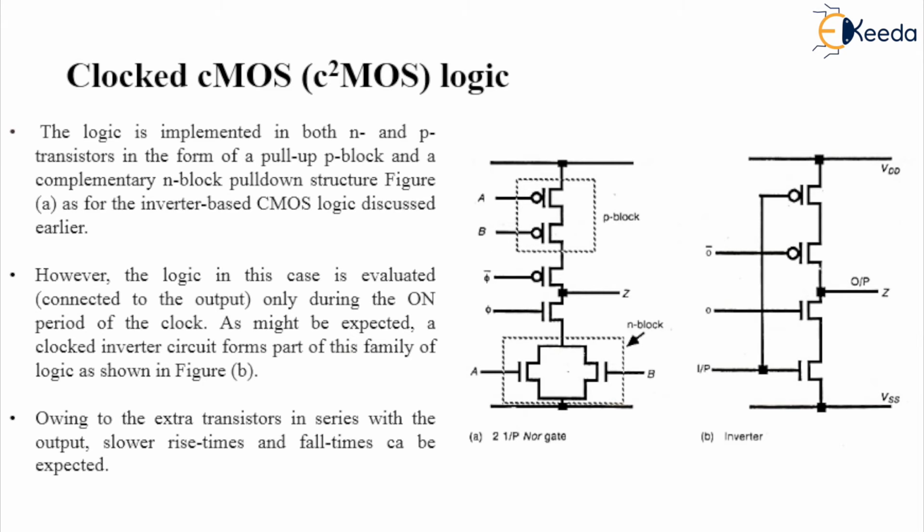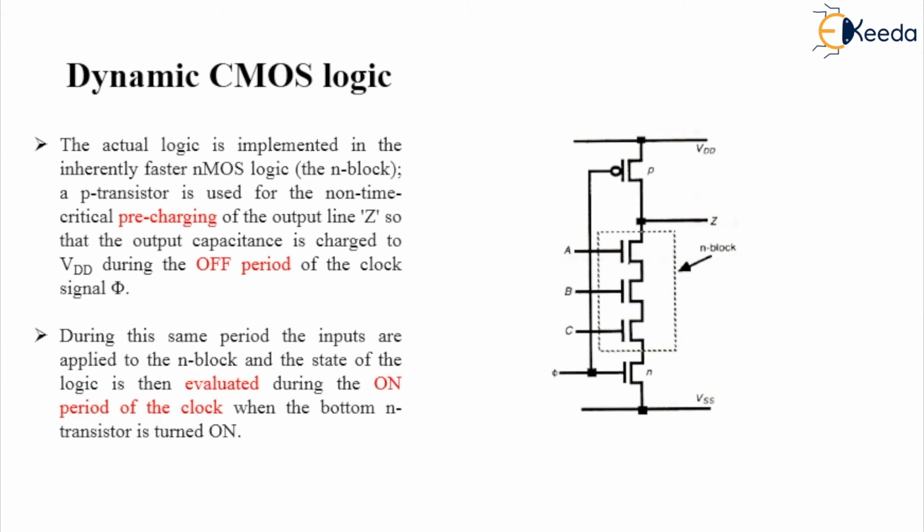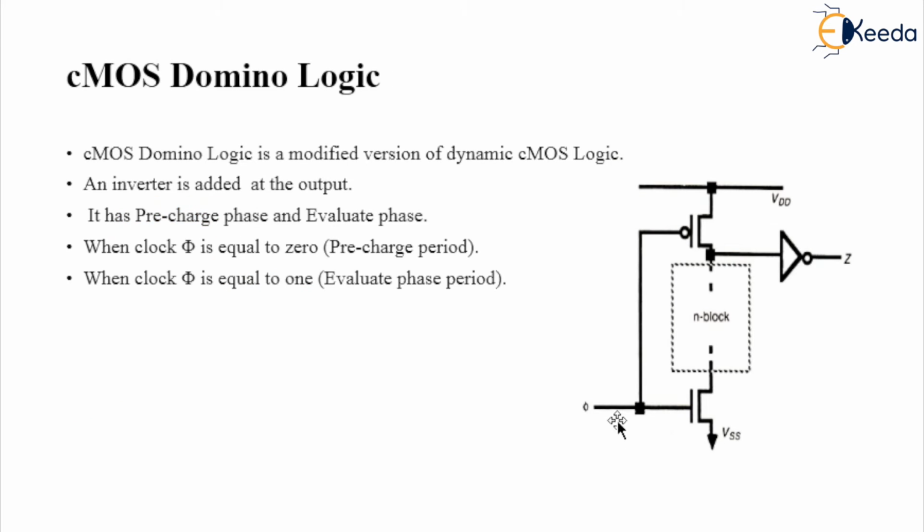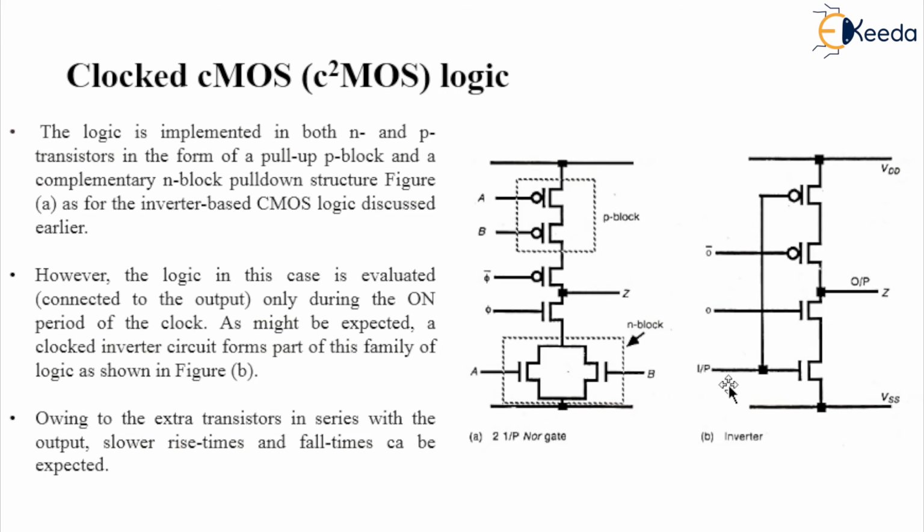If you go to our dynamic logic, there is only one clock. In the domino also, it has only one clock, but here there are two clocks, phi as well as phi bar, right? So this logic is implemented in both n channel and p channel transistors in the form of a pull up p block as well as a complementary n block pull down structure. So this is pull up and this is pull down, that is what I am saying with this statement.